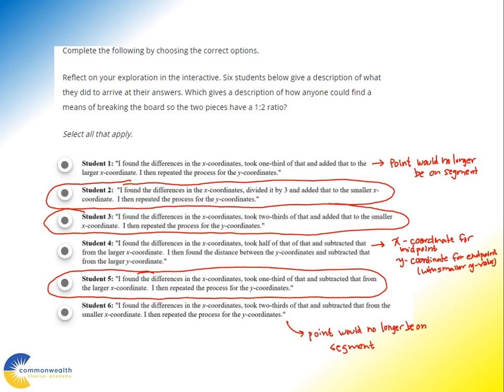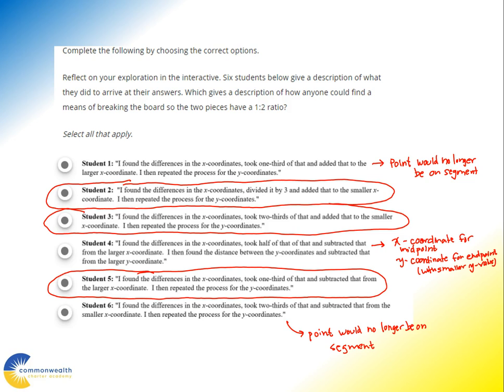Now, as far as the incorrect ones, student 1, if you actually follow that methodology, you would have a point that's no longer on the segment. It could be beyond the endpoints. It could even be floating above the segment. One of the things about these breaking points that we're talking about, like the midpoint, is that it has to fall on the segment. That happens with student 6's description as well. Again, you would have a circumstance where it would no longer fall on the segment.